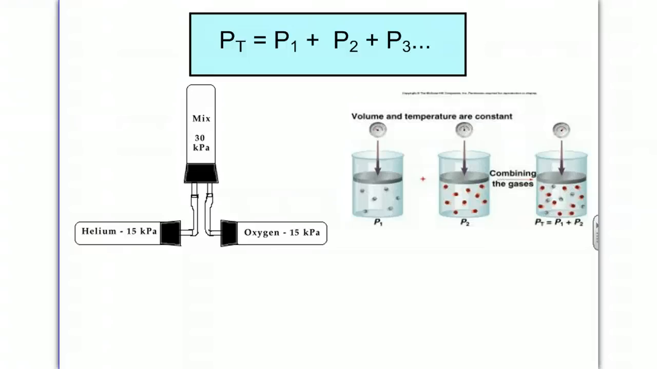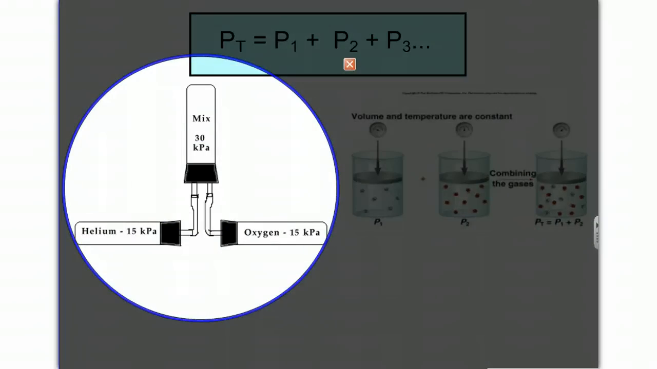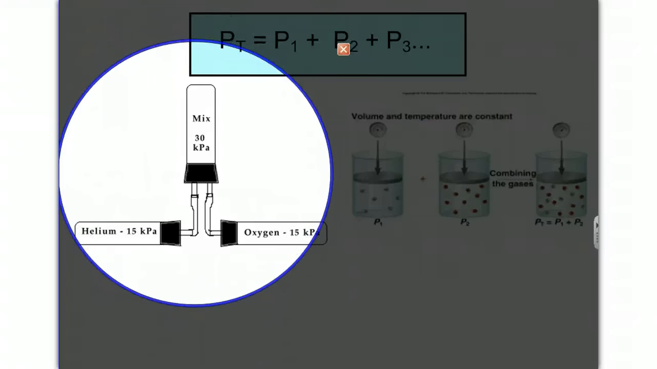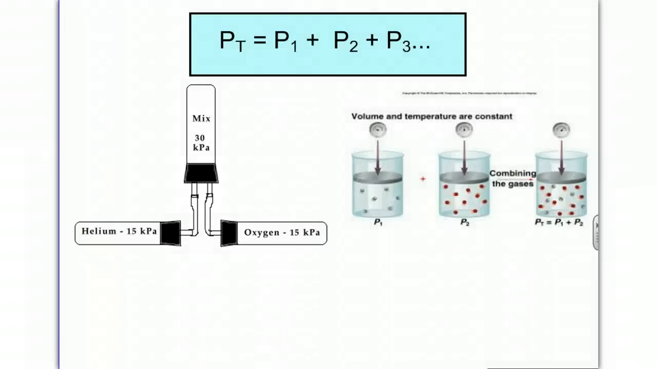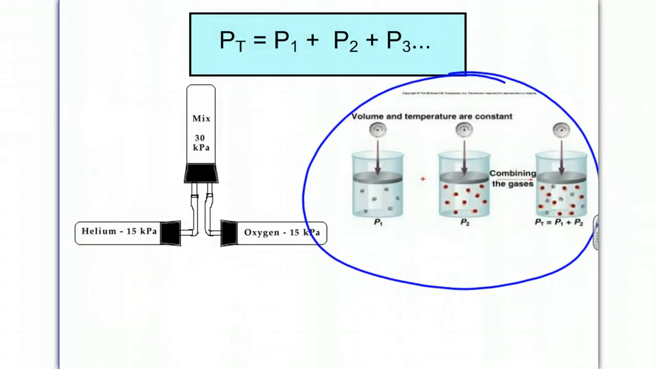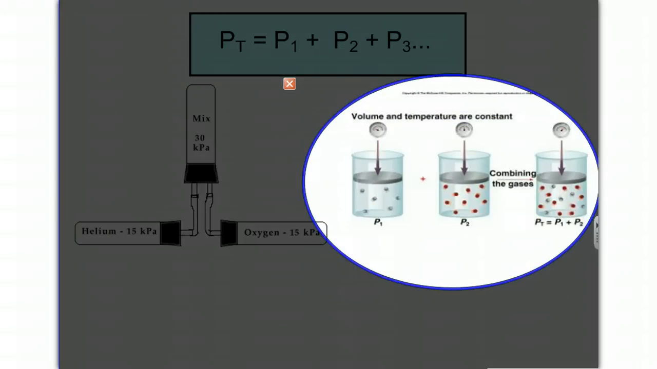Another example for Dalton's law is here, where they have helium on the left-hand side at 15 kilopascals, oxygen on the right-hand side at 15 kilopascals, but when they mix together, you can see that they end up being a total of 30 kilopascals together. Another example over here on the right-hand side, you take the pressure of the first container plus the pressure of the second container and combine those two together to get the total pressure of the gases together.